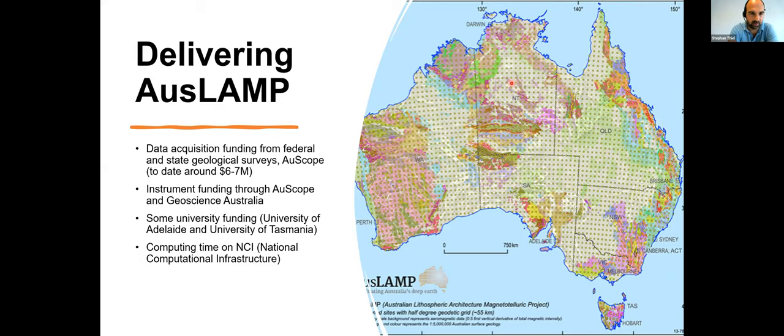It's not quite as large, but they can deploy relatively cheaply. In particular, University of Adelaide, around Graham Heinson's group, and University of Tasmania have been involved. And we all rely more or less on the computing time on the NCI, which is our National Computational Infrastructure. Some people use their own supercomputers that are available within the states, but this is the main one that we are using.